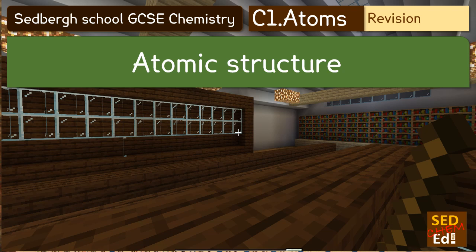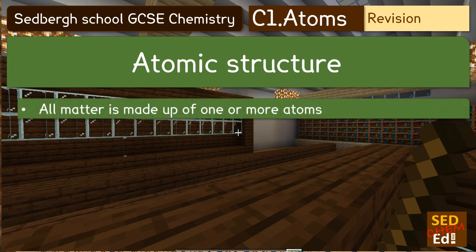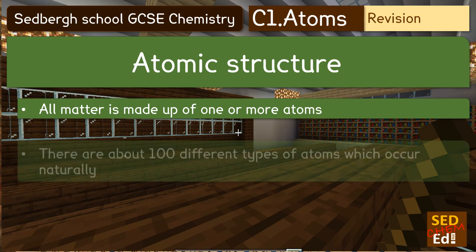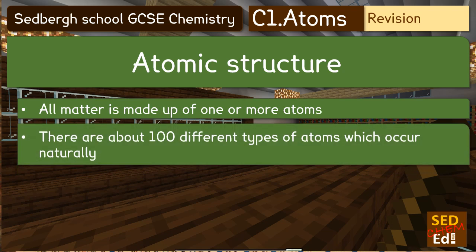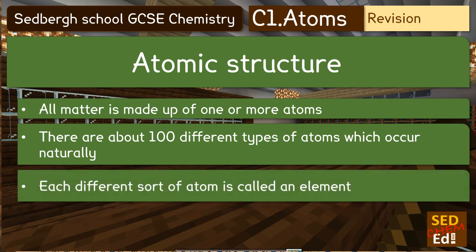Never trust an atom, they make up everything. Everything, all matter, is made up of one or more atoms of different sorts. There are about 100 different types of atoms which occur naturally and 118 elements in total that we know about. Each different sort of atom is called an element, and later in the video we'll learn what differentiates one atom from another.